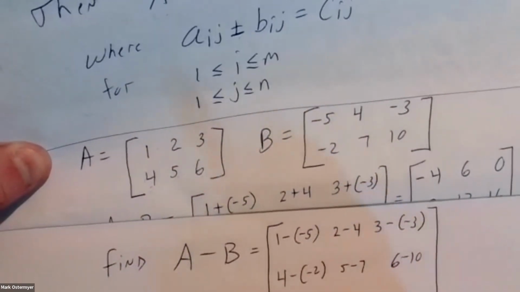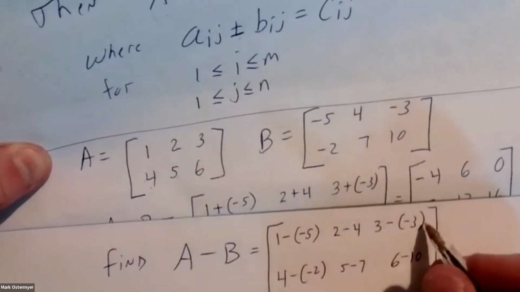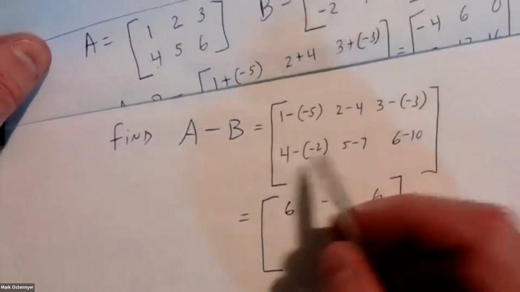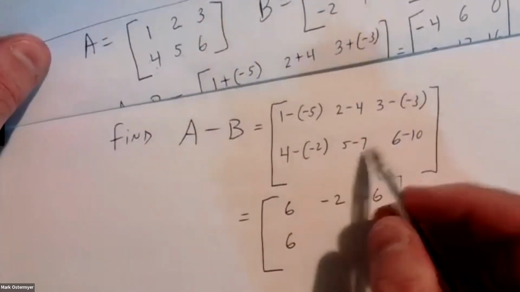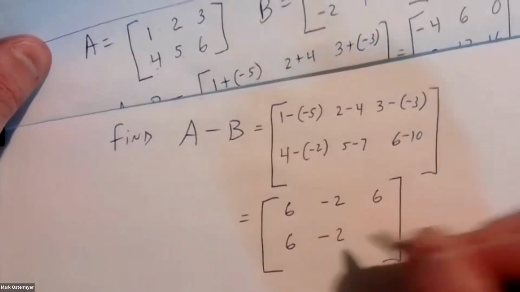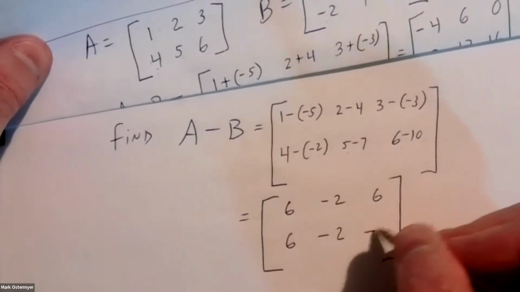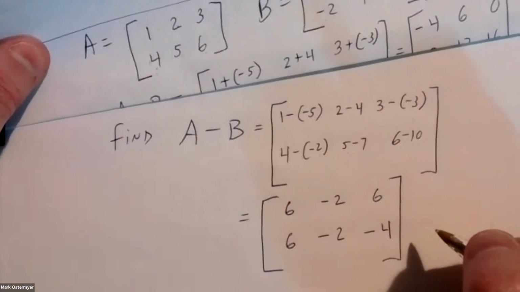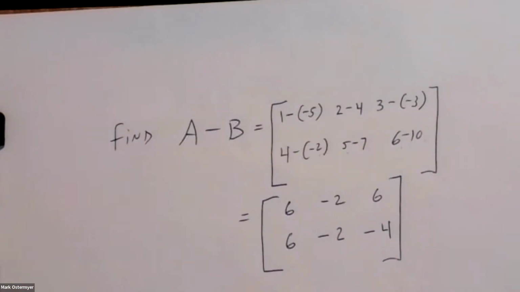1 subtract a -5 is 1 plus 5, which is 6. 2 minus 4 is -2. 3 minus a -3 is 3 plus 3 or 6. 4 minus a -2 is 4 plus 2, which is 6. 5 minus 7 is -2. And 6 minus 10 is -4. So that's how we subtract matrices. So adding and subtracting matrices is pretty simple. Provided we do have the same order matrices, we just add or subtract corresponding entries of the matrices to get our sum or our difference matrix. That's all there is to it. Any questions about that?